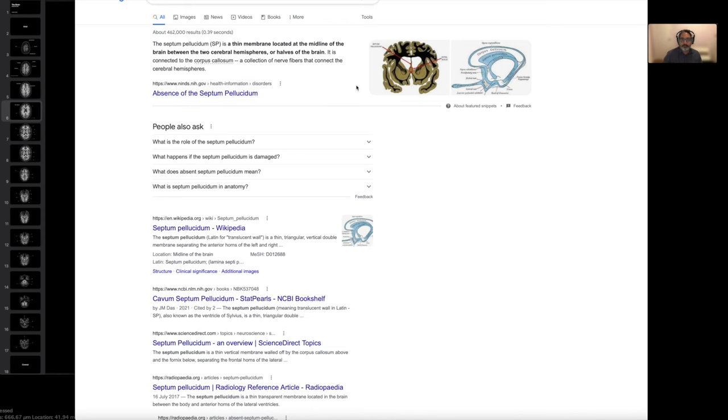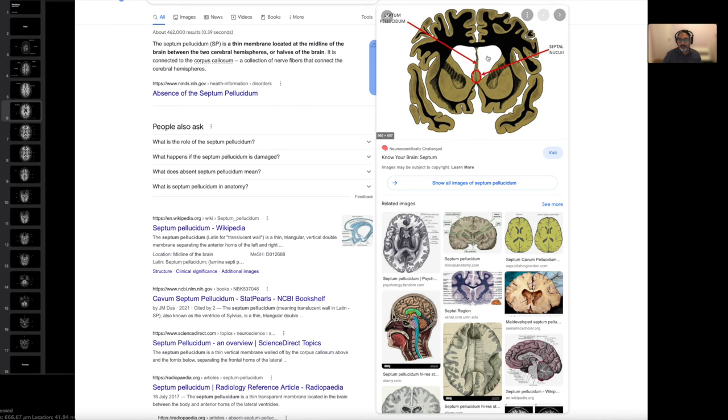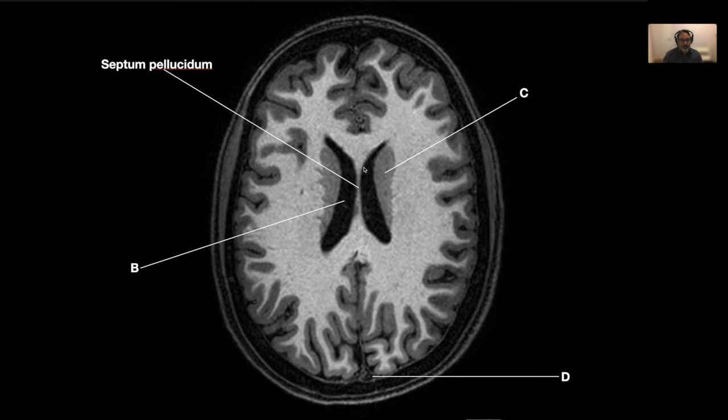Thanks to Google, septum pellucidum is a thin membrane located in the midline between the two cerebral hemispheres, or halves of the brain. Yep, that is exactly it. It is connected to the corpus callosum, and they're showing it right there. Septum pellucidum, and these are the two ventricles. So I'm not wrong there. That's good. All right, so we've got that right. And what is B then? Yeah, and this one is on the right side. Up to you. Want to do C or D first?